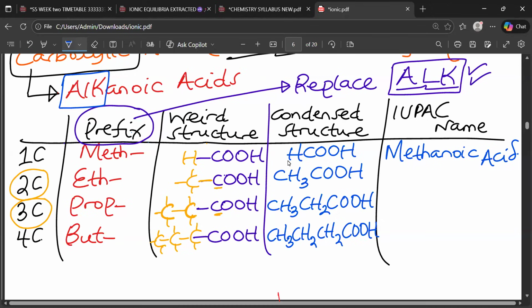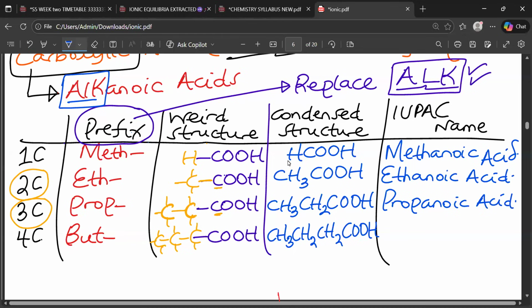Come here. Carbons are 2. Remove alk and put eth. So the acid becomes ethanoic. Because we know the prefixes always replace the alk. This one, 3, prop. Put prop where there is alk, propanoic. These things look easy here, but if you don't practice, you don't get anything. So but replaces alk, then becomes butanoic.